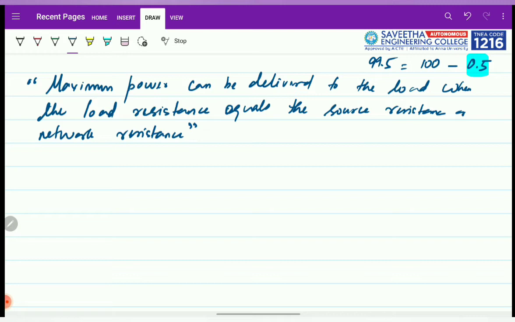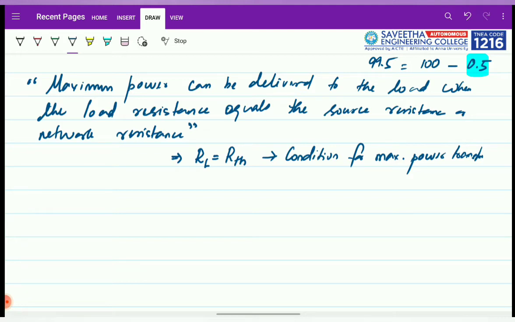That means in any linear circuit, if the maximum power has to be delivered to the load, it can be done only when the load resistance equals the network resistance. So here we would say that the load resistance RL should be equal to the Thevenin equivalent resistance of the given network. So this is the condition for maximum power transfer.